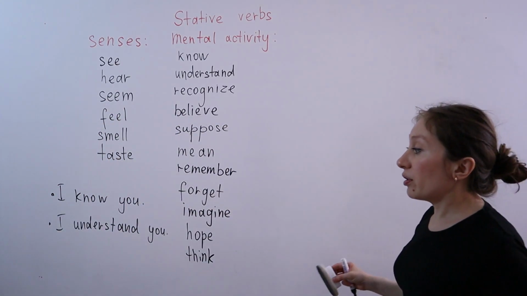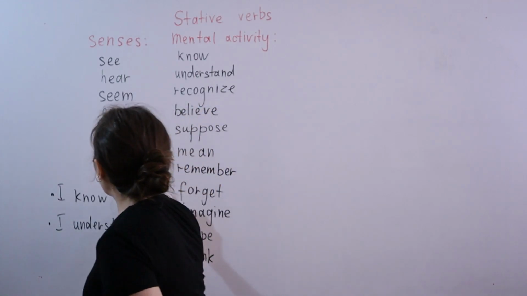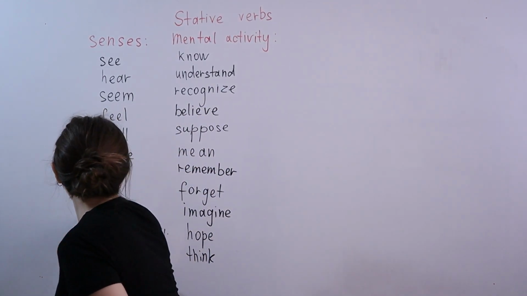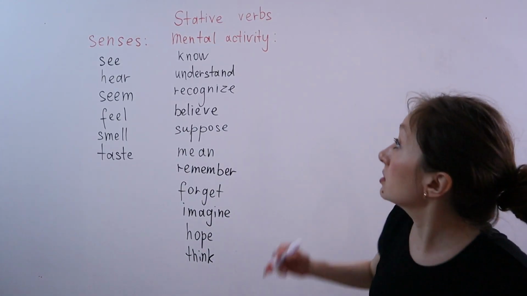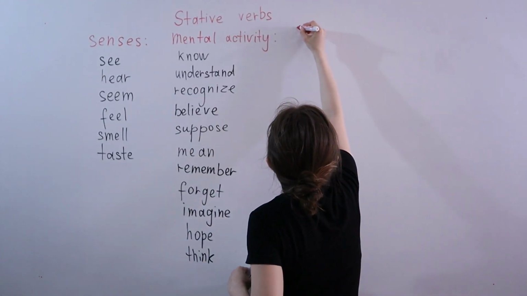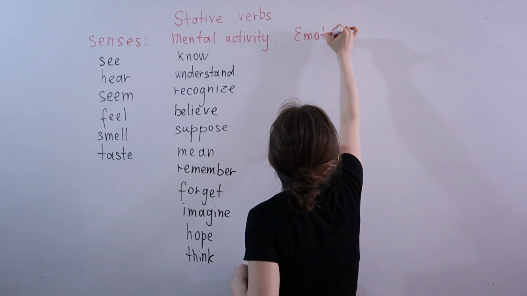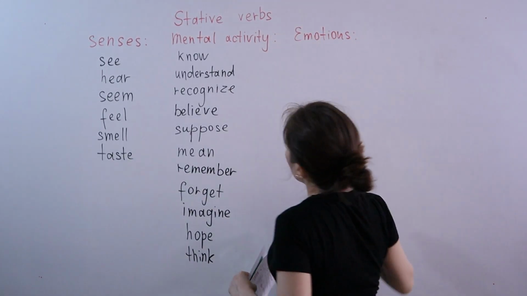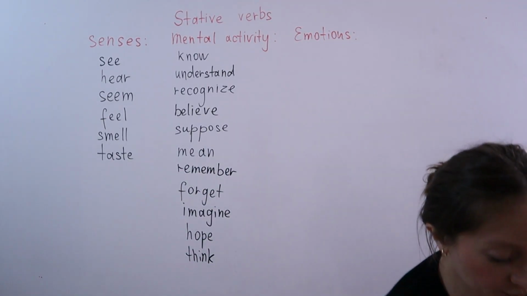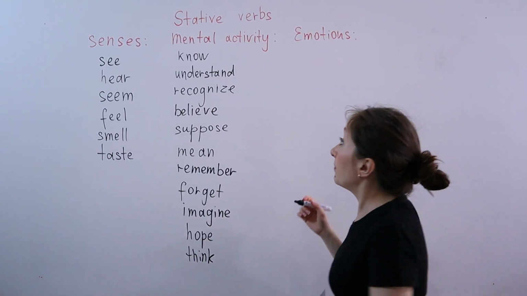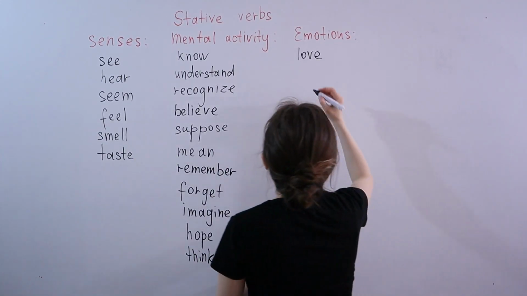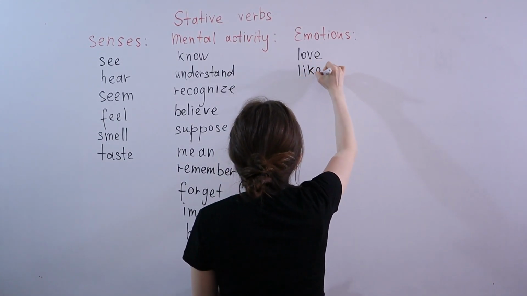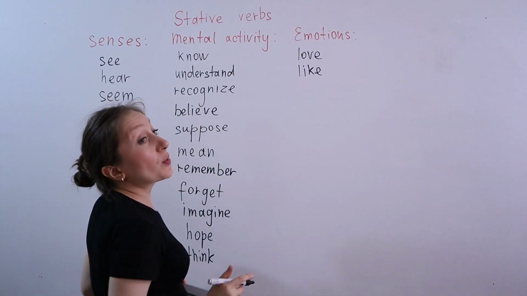Next category of verbs, we call them verbs of emotions. Let me write this for you. Emotions. For example, very popular verbs. Love. Next, like. Next one, admire.